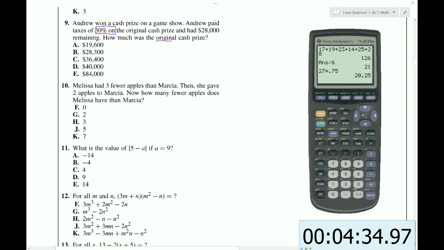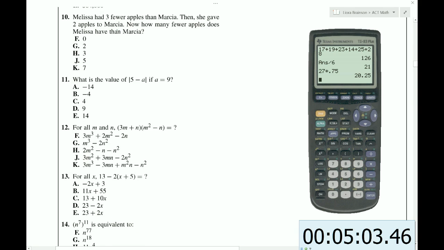In this case, it's kind of the opposite, where we won a certain amount of money, but then we're only getting 70% of it, right? So 70% on is what we're receiving, and that's really 0.7 of the original. So 0.7 times the original is equal to 28,000. So then we simply have to divide by that multiplier, and that'll give us the value of the prize, which was 40,000.